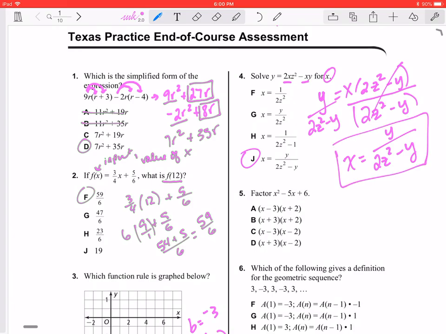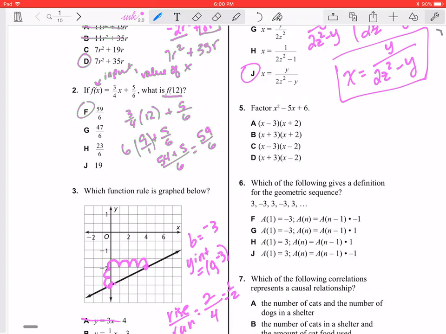Problem number 5. Factor. We're going to factor x squared minus 5x plus 6. Well, what are the two factors of 6 that will add up to 5? I know that it needs to be positive. So I could say 6 and 1, but if I have negative 6 and negative 1, that would add up to negative 7. So that won't work for our answer.